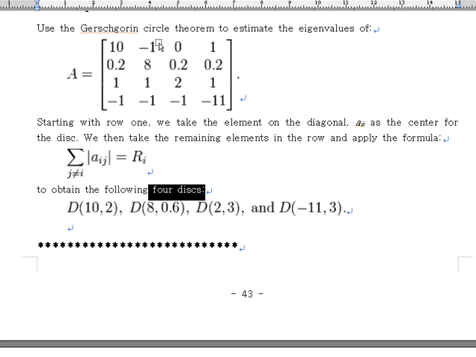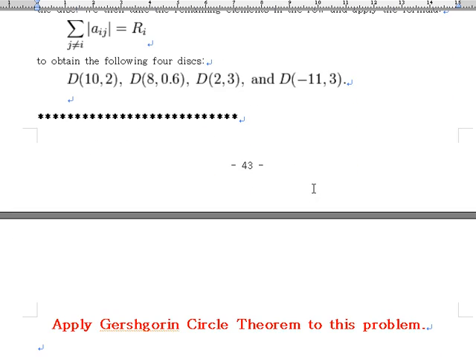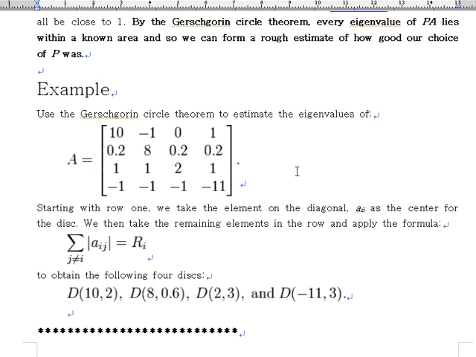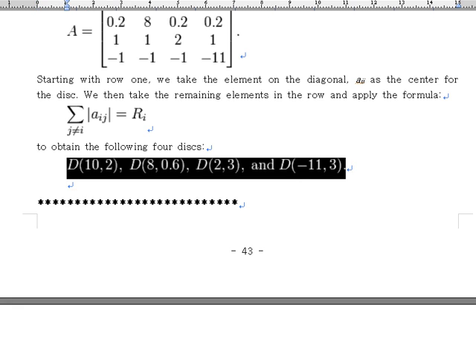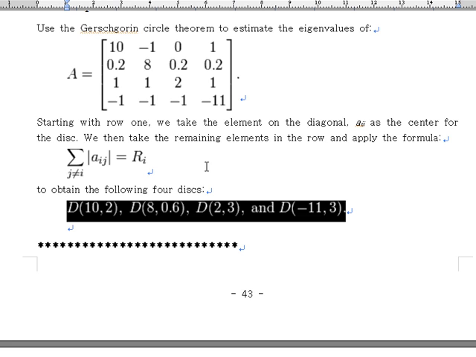For the first row, we have center 10 and radius 2. For the second disk, center 10, radius 0.6. Here, center 2, radius 3. Here, center minus 11, radius 1.3. Like this, we have four Gershgorin disks. So all the eigenvalues lie in the union of these four disks.